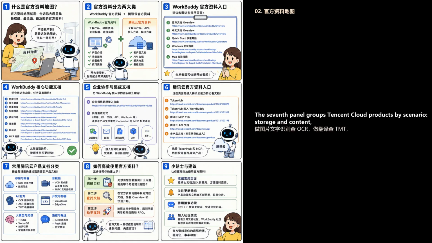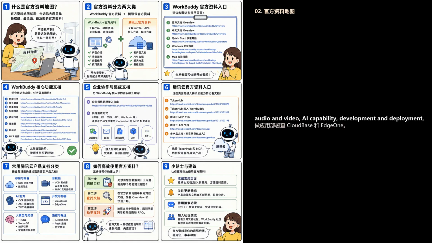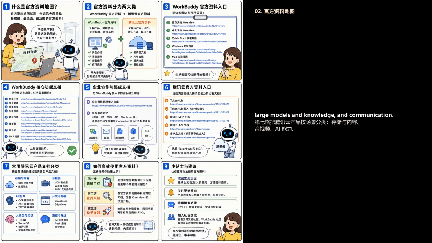The seventh panel groups Tencent Cloud products by scenario: storage and content, audio and video, AI capability, development and deployment, large models and knowledge, and communication. You do not need to learn every cloud product at once. You only need to know where to look when a specific problem appears.